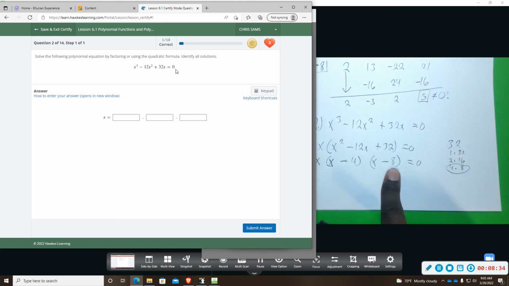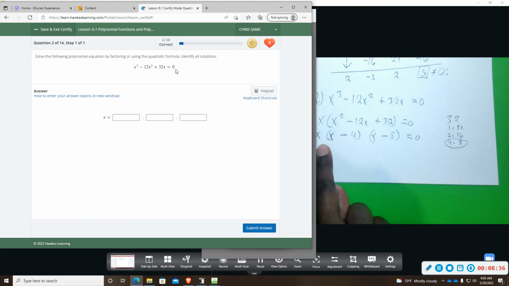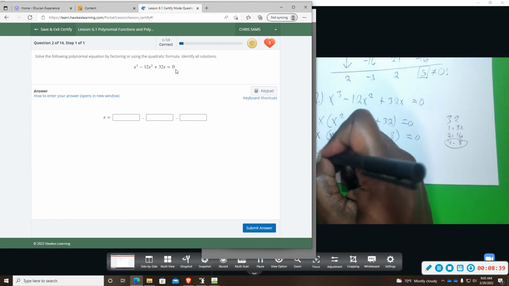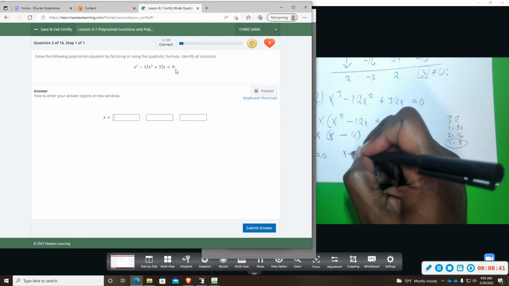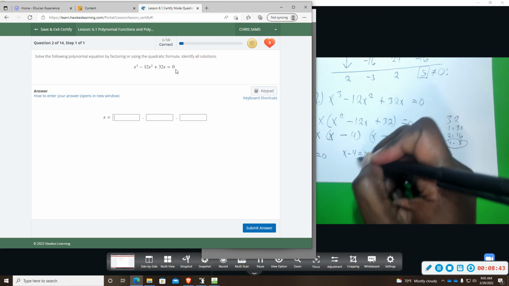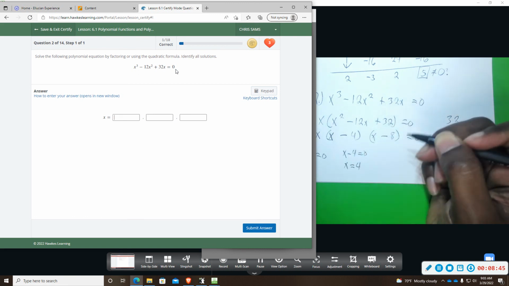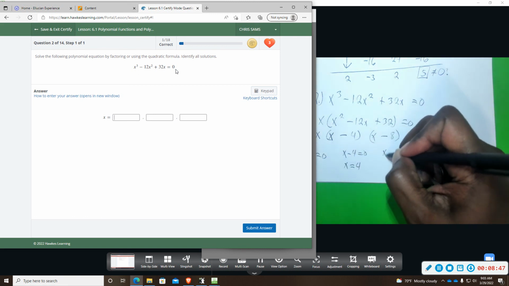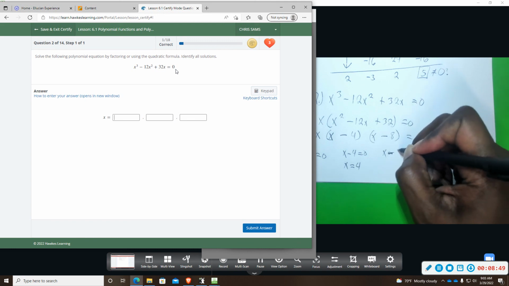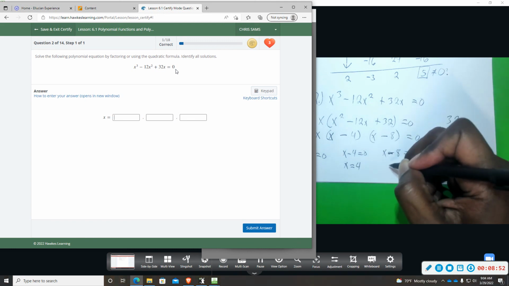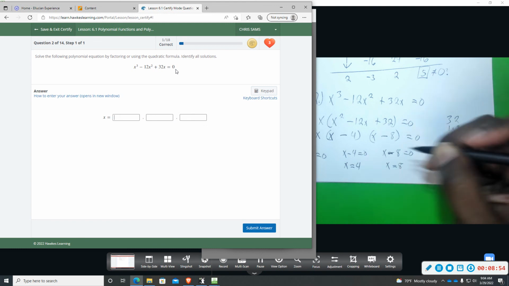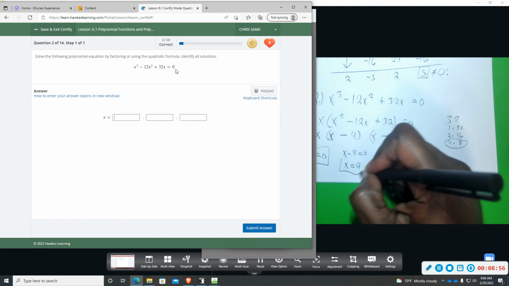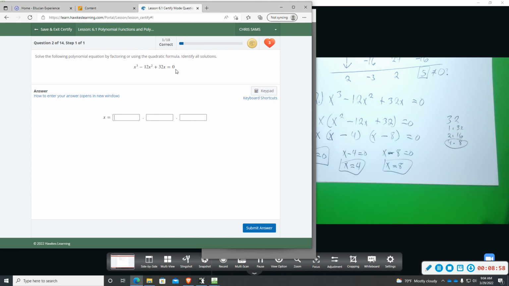And now that we have these in linear factors, we just set each of these terms equal to 0: x equals 0, x minus 4 equals 0, and when you solve this, you get x equals 4, and then you have x minus 8 equals 0, and x equals 8. So we got 0, 4, and 8 as zeros.